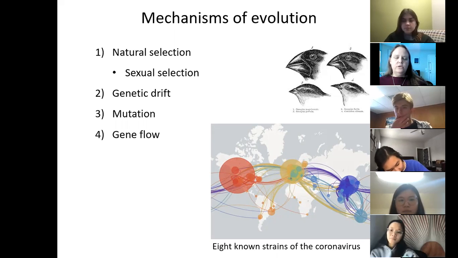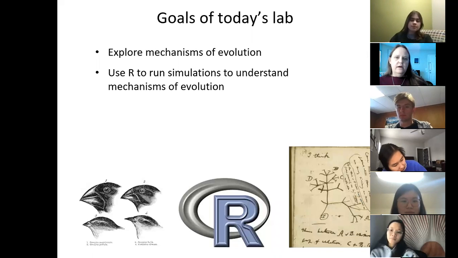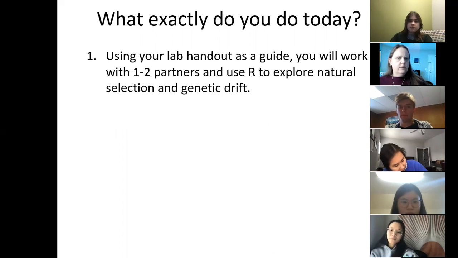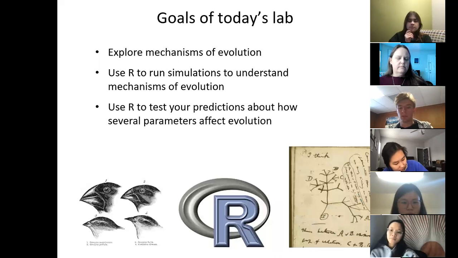All right, so due to the nature of our lab setting, we will only be exploring mechanisms of evolution related to natural selection and genetic drift. But please do familiarize yourself with the gene flow and mutation text in the lab handout as well. So we'll use R to understand these mechanisms of evolution, changing different variables to test our different predictions about what we think will happen in different situations, and seeing what happens when we do that.